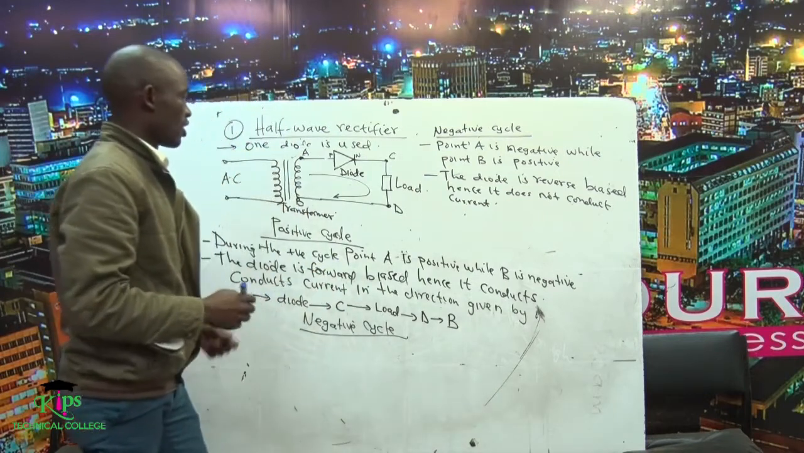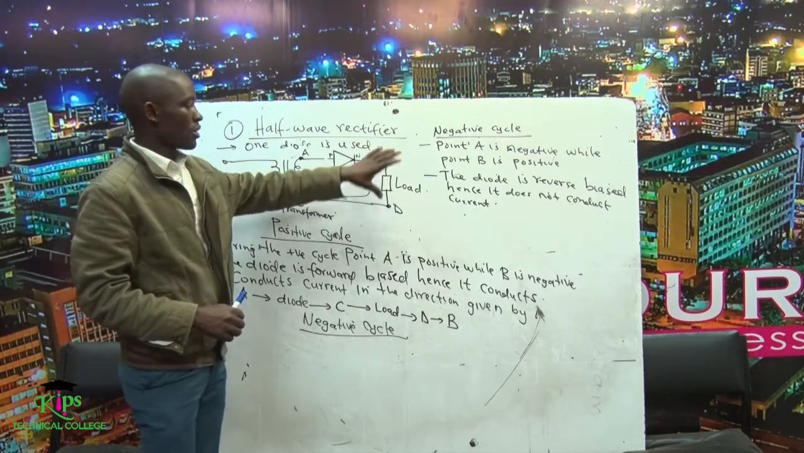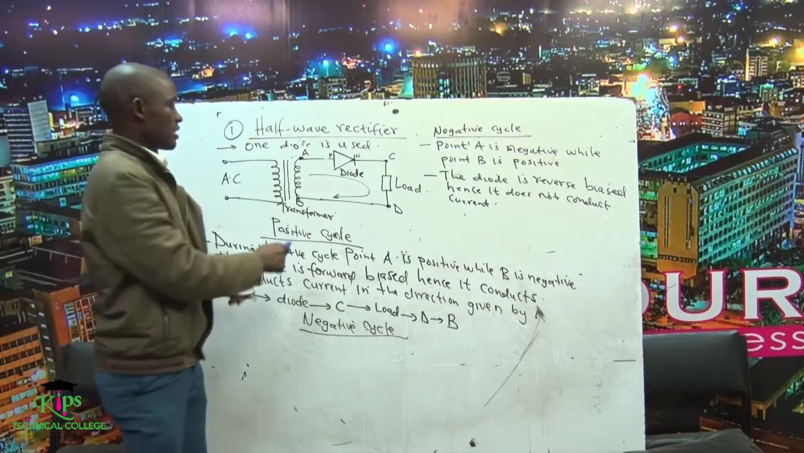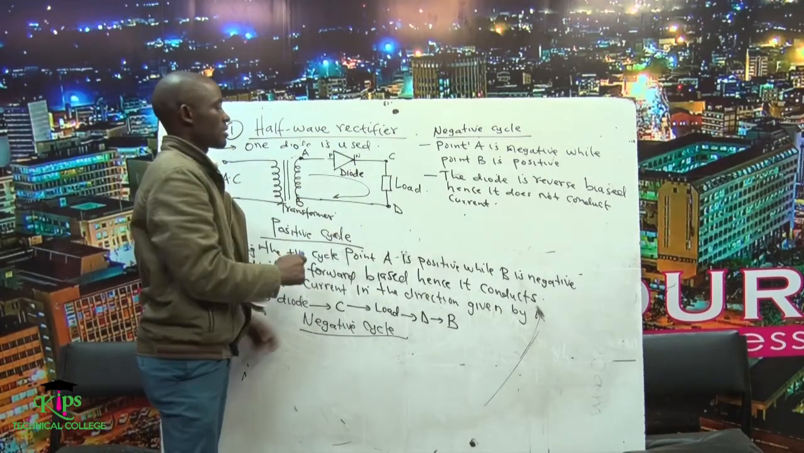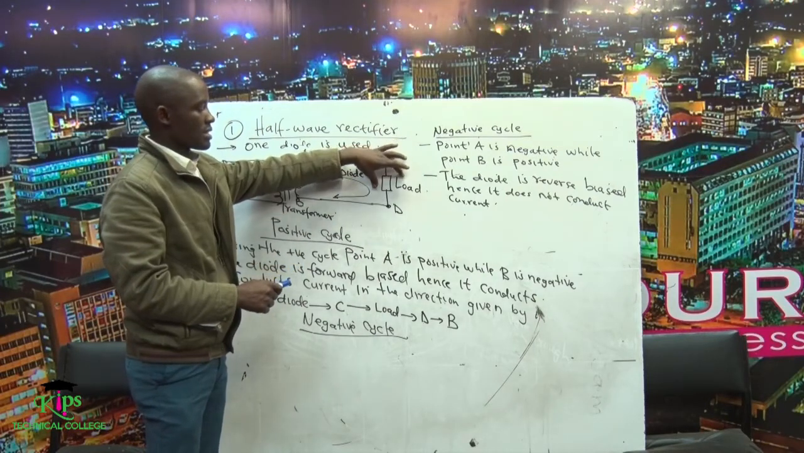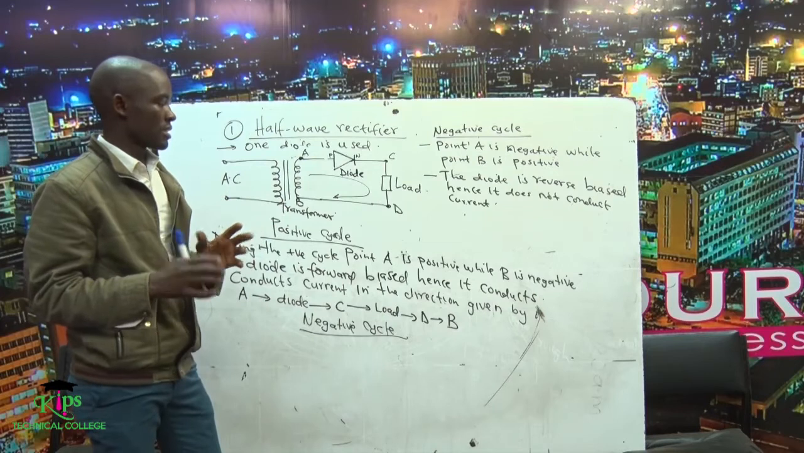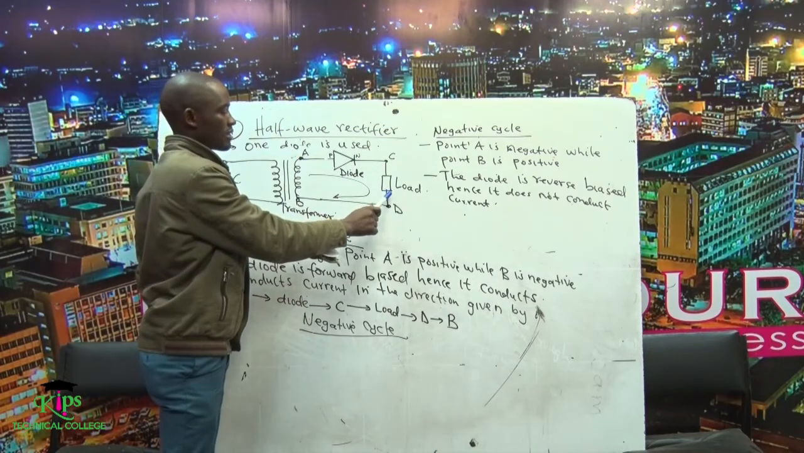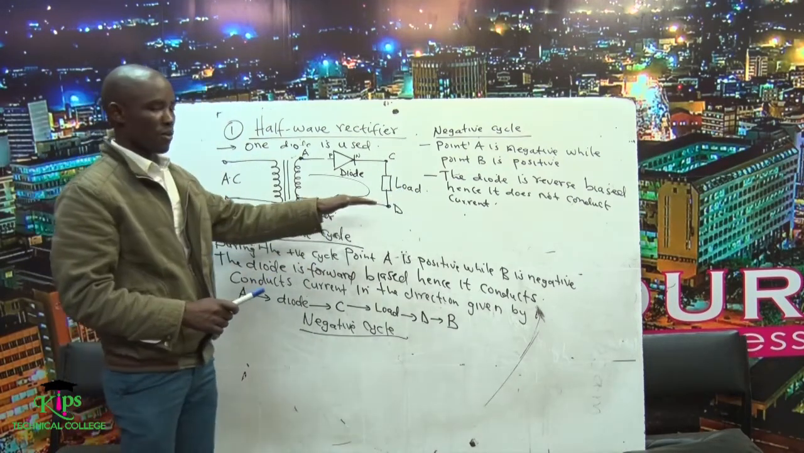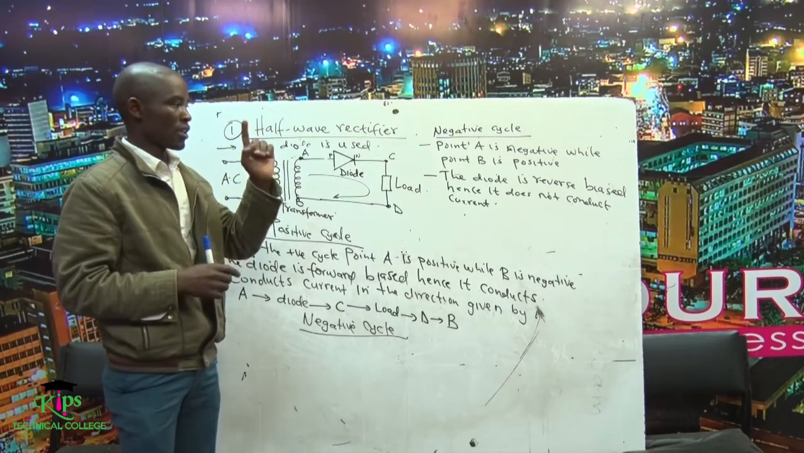Does not conduct current. So we are only saying that during the positive cycle, current flows, meaning the load only receives current during the positive cycle. But during the negative cycle, there is no current flowing because the diode does not allow current in the reverse direction, meaning the load strictly receives current during the positive cycle. That is why it's called half wave, because the load is only receiving current during the half cycle, one half cycle.